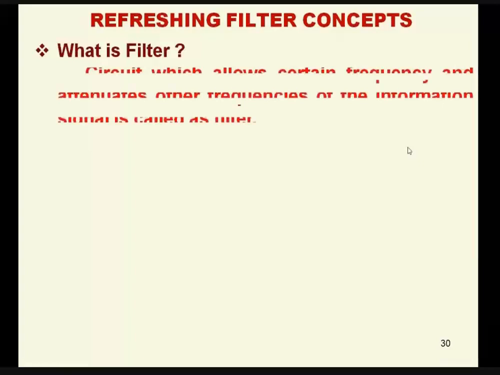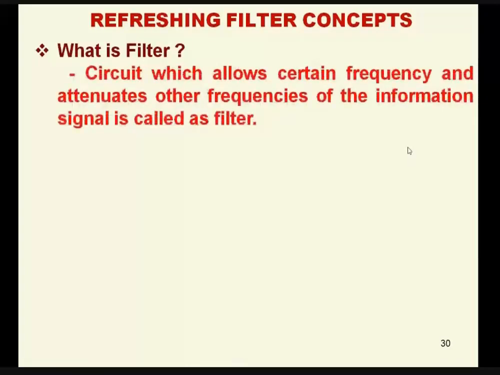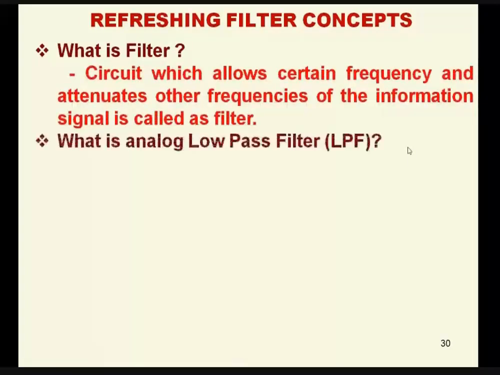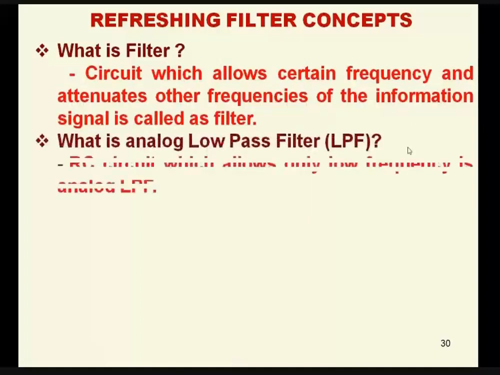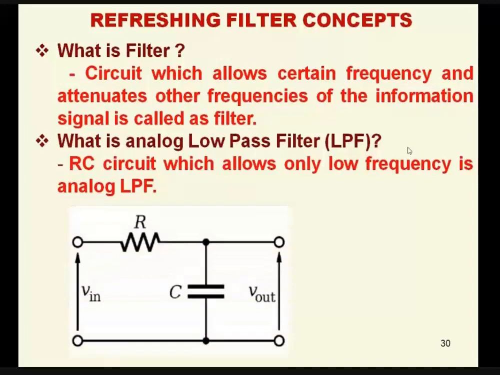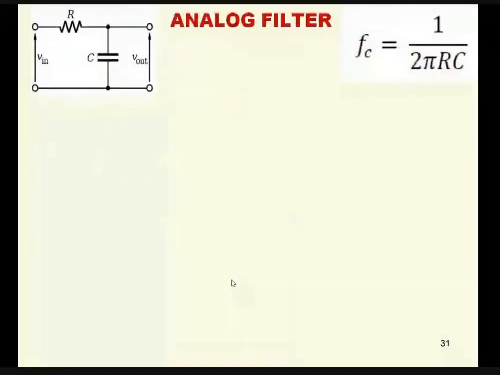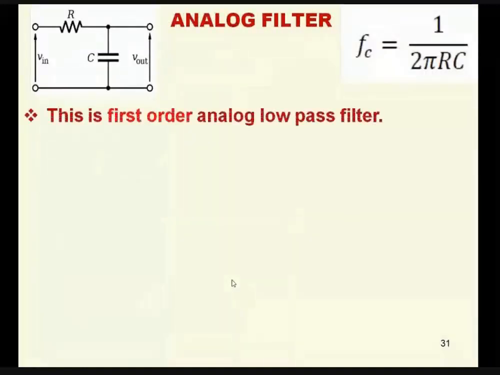Filters. What is a filter? A circuit which allows certain frequencies and attenuates other frequencies of the information signal is called a filter. What is an analog low pass filter? All of us know very well. An RC circuit which allows only low frequency is an analog low pass filter. This is a low pass filter where R is in series with a capacitor in parallel, and the cutoff frequency is f equal to 1 by 2 pi RC. This is the first order analog low pass filter, as we all know.